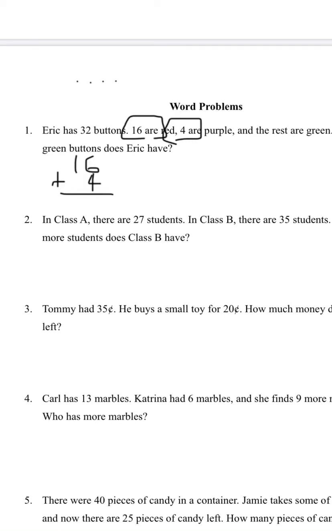2, 3, 4, 5, 6 plus 4. 1, 2, 3, 4. Now count. 6, 7, 8, 9, 10. So 0. And the 1 goes up. And then you add these two numbers. So that's going to be 2. Okay? So we have 20.